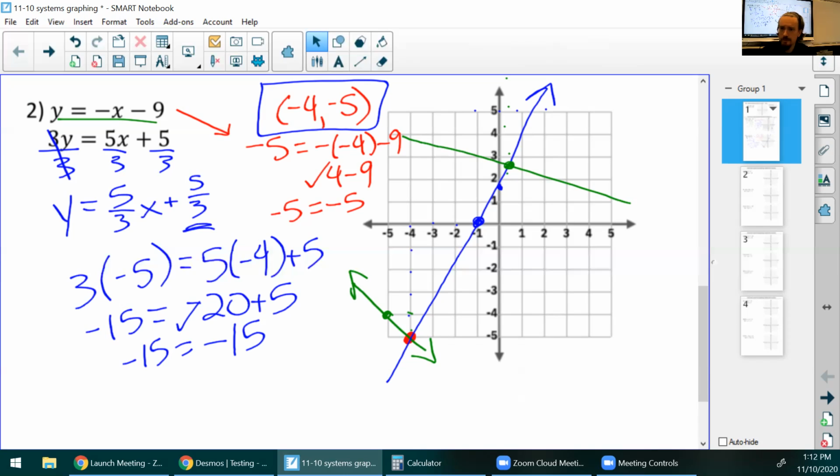All right, well, good luck with these. Use your calculator to graph stuff. Just make sure everything is in slope-intercept form, because that's how it'll be on the test.